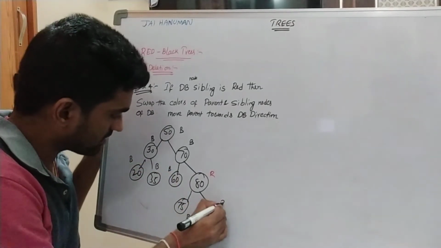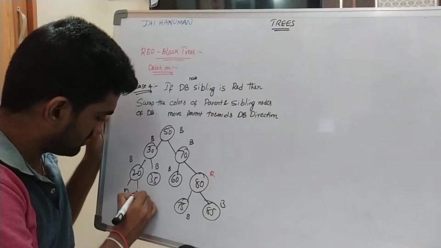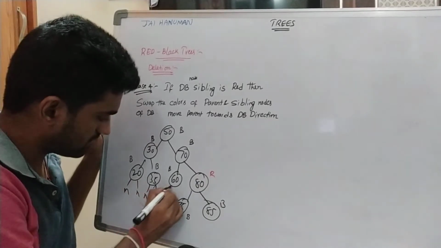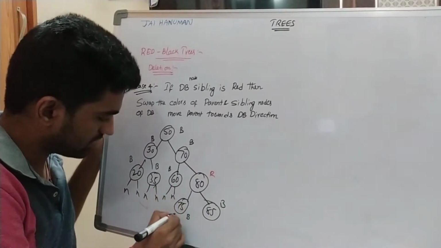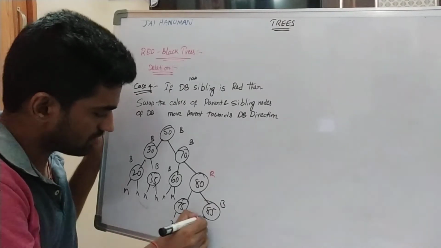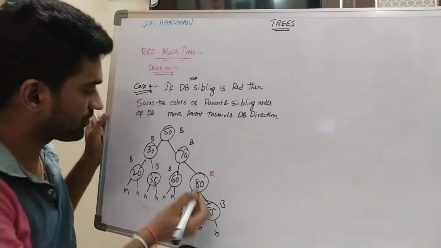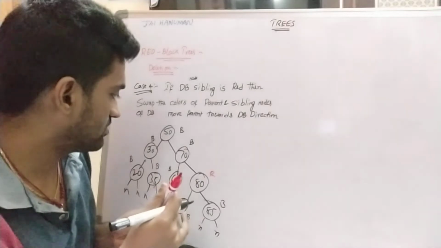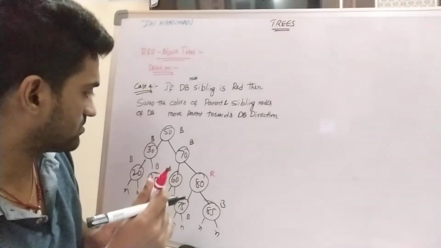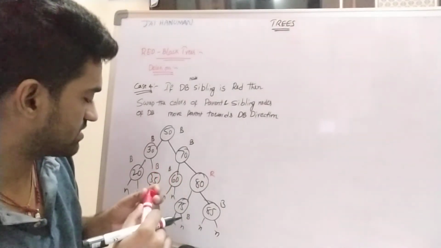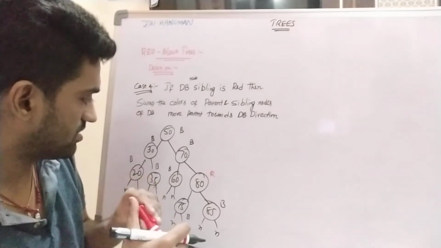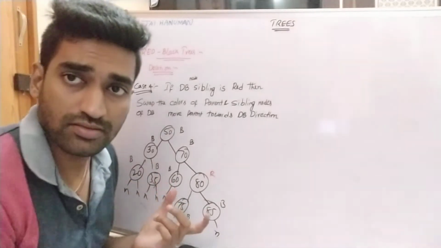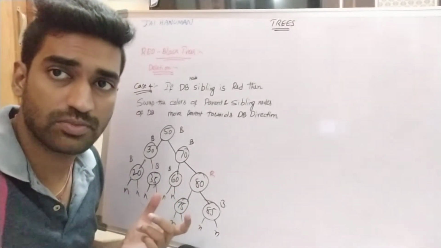This is also a red black tree. Nil nodes everywhere. So this is also a red black tree. It satisfies all the properties of red black tree.